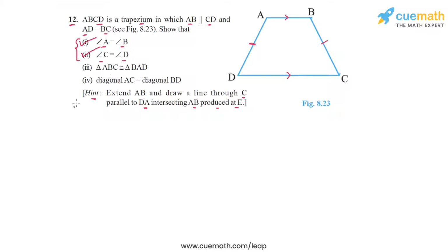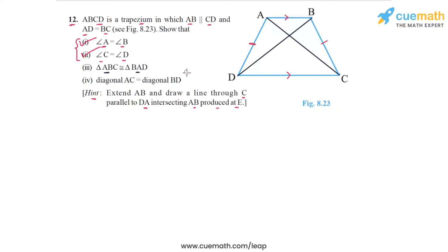So in part 3 we have to prove that triangle ABC is congruent to triangle BAD. Let's complete these 2 triangles in the figure. So triangle ABC is formed by joining this diagonal AC. So we have this triangle ABC on the right side, and triangle BAD is formed by joining the diagonal BD. And we have to prove that ABC and BAD are 2 congruent triangles.